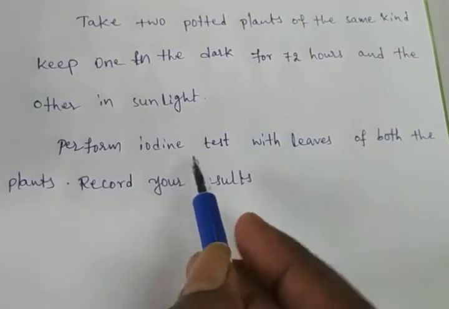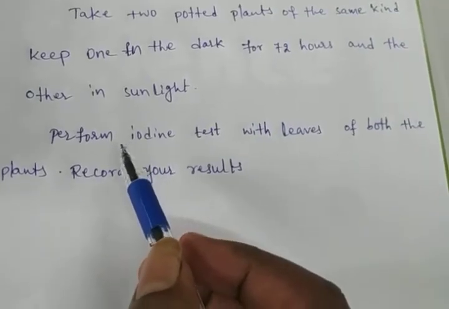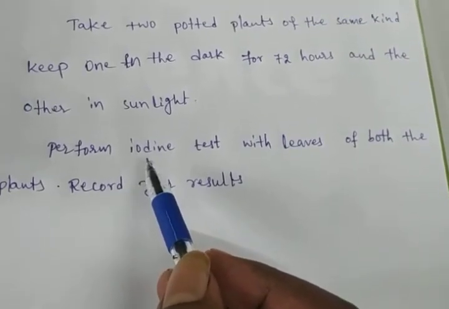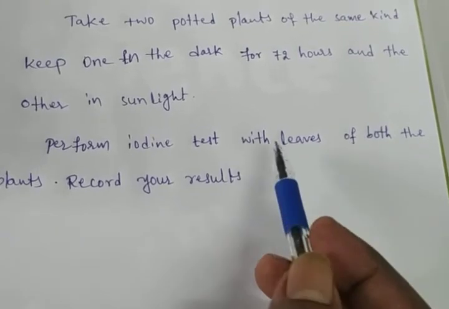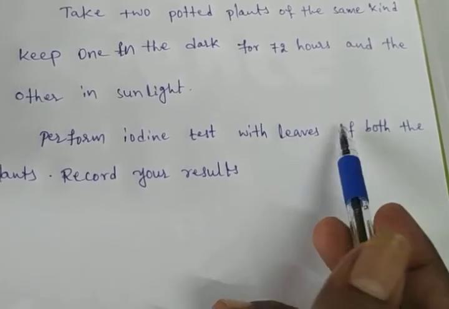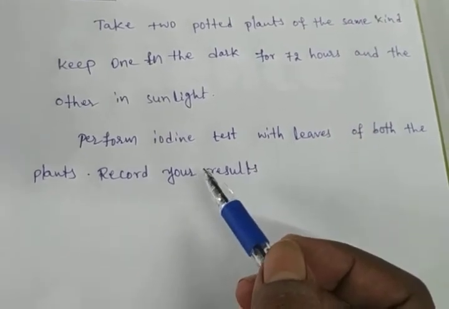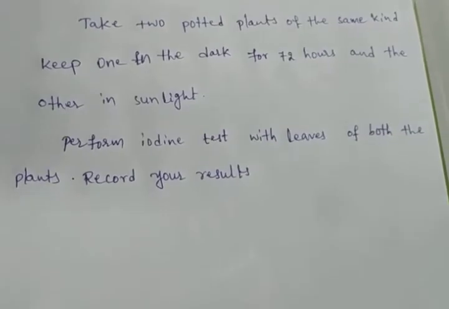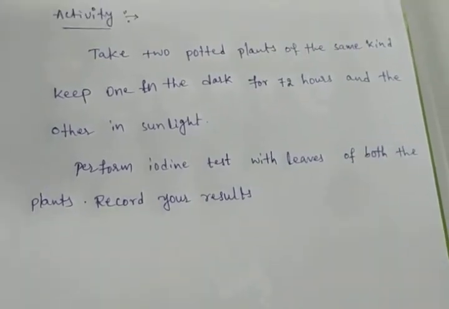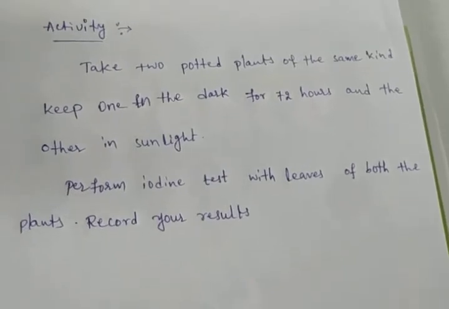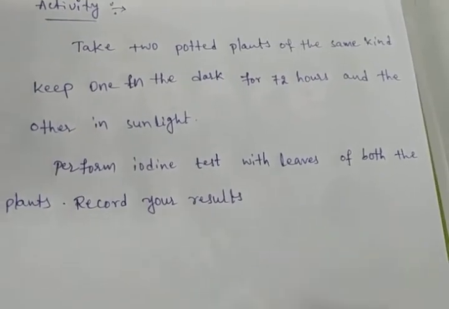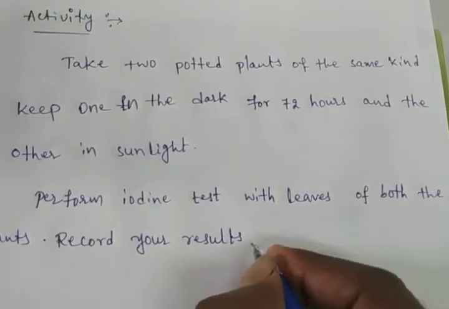Here we are taking two plants. One we are keeping in the dark and another one is in sunlight. You have to collect the leaves of both the plants and perform the iodine test on those leaves and record your results.